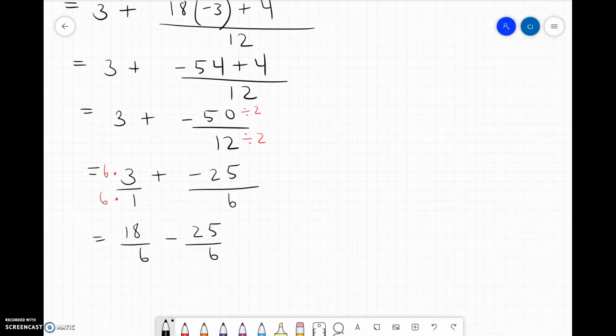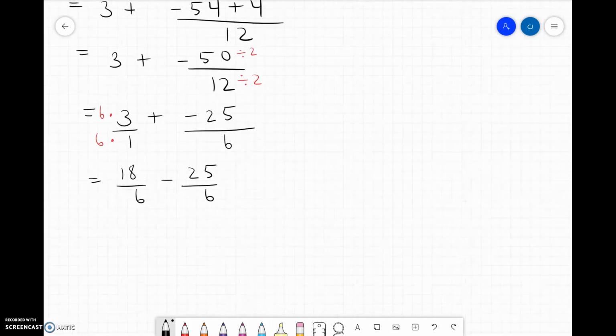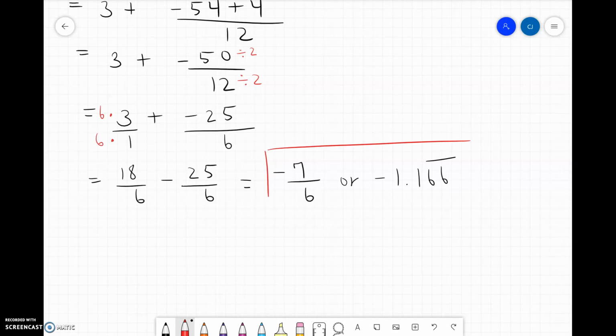Now I can subtract the numerator across. So that becomes negative 7 over 6. And you can keep the answer this way, or you can divide negative 7 by 6 in your calculator, and that is approximately equal to negative 1.166, repeating. So that is how we use the order of operations to simplify our expressions.